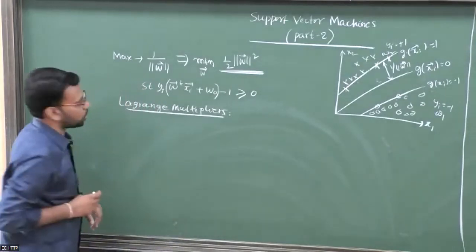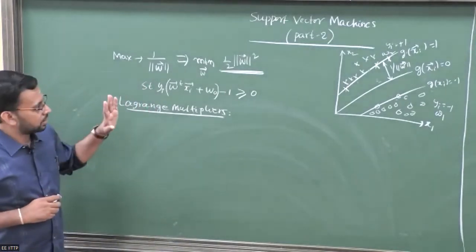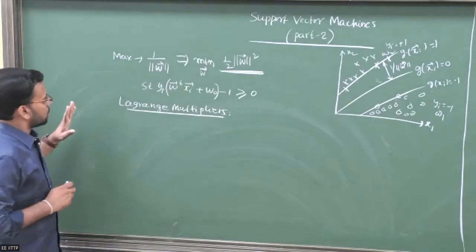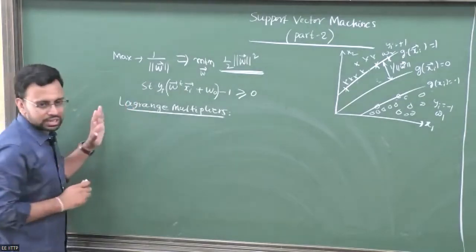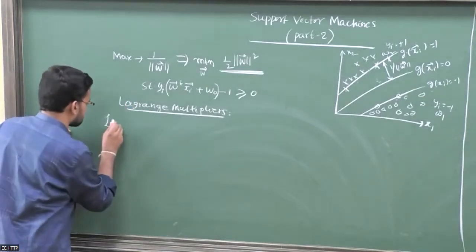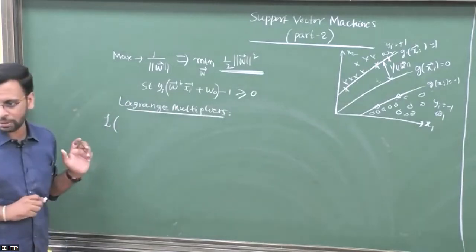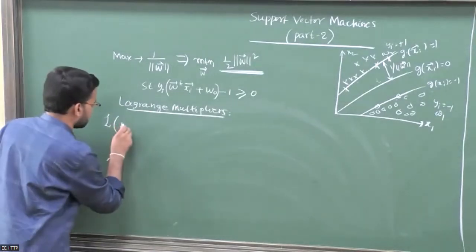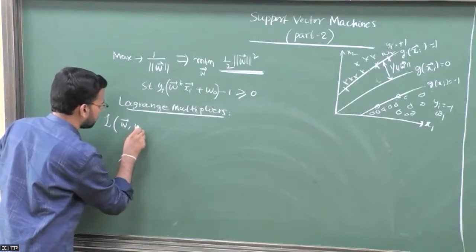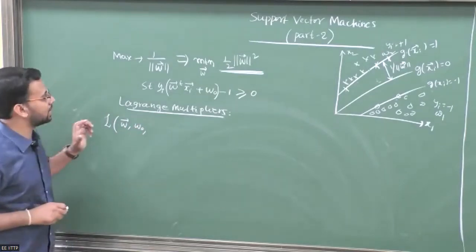Okay. So how is this done here? You convert, let's first write it as a new function to be optimized, L of, I have already the variables W bar and W naught are already there here.